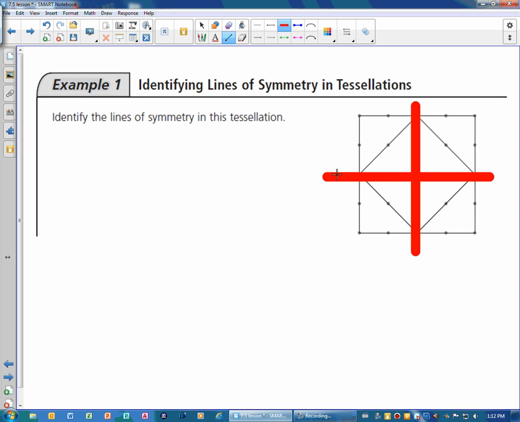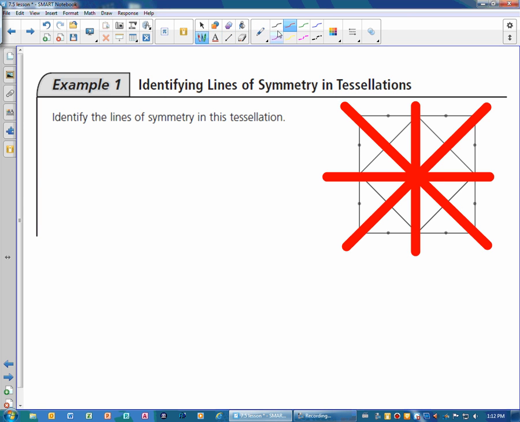Remember, if this was a piece of paper and I folded it along this line, this bottom would completely cover the top, or the left would completely cover the right. Now there's a couple more lines of symmetry, and they are here and here. Because I could fold it diagonally on top of itself and it would completely cover it, and I could fold this and fold it on there. Okay, so the lines of symmetry would be one horizontal, one vertical, and two diagonals.